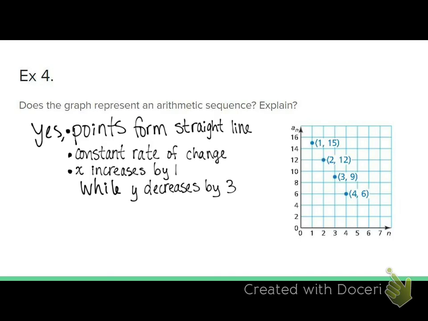Okay, questions, concerns about that example? For sure?